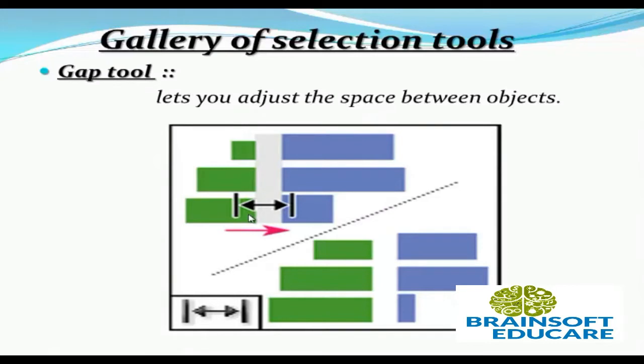Fourth one is the gap tool. It is used to adjust the space between two objects. Here some objects are given. It makes a space between two objects.